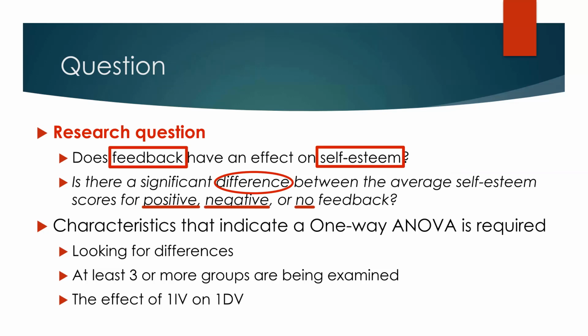Now, when you're writing out the question, what you need to do is say the average dependent variable name, so average self-esteem in this case, and then list out the groups of the independent variable followed by the name of the independent variable.